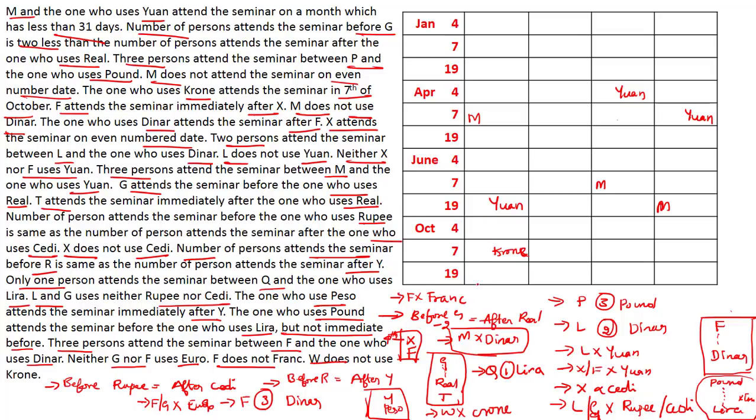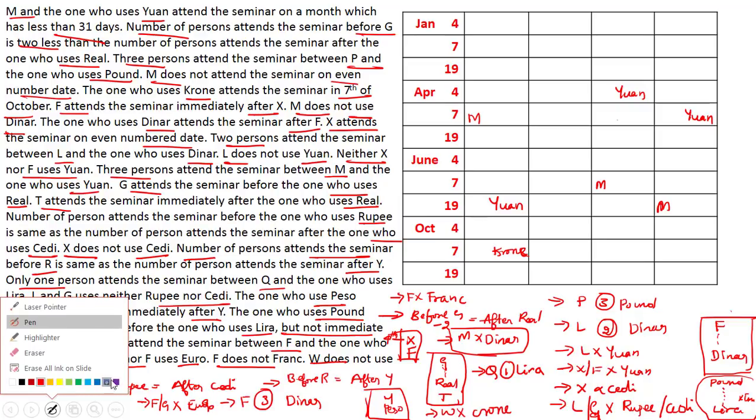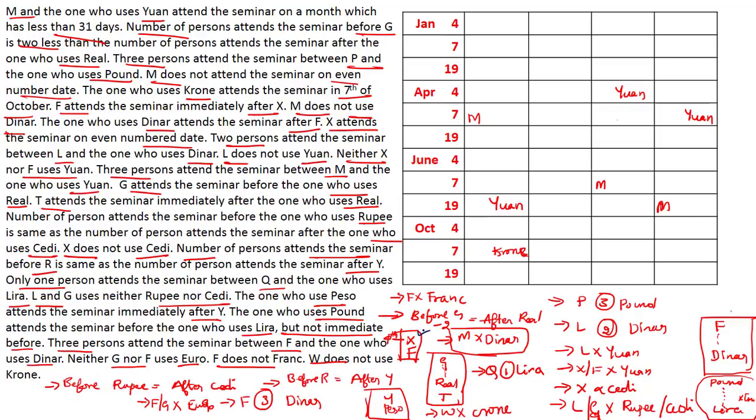Now we have to connect one more piece of information. So let me change the ink so that you can understand better. Okay. X would be on 4th. Immediately after X, F has to be placed. Now, between F and dinar, there should be a gap of 3 persons.